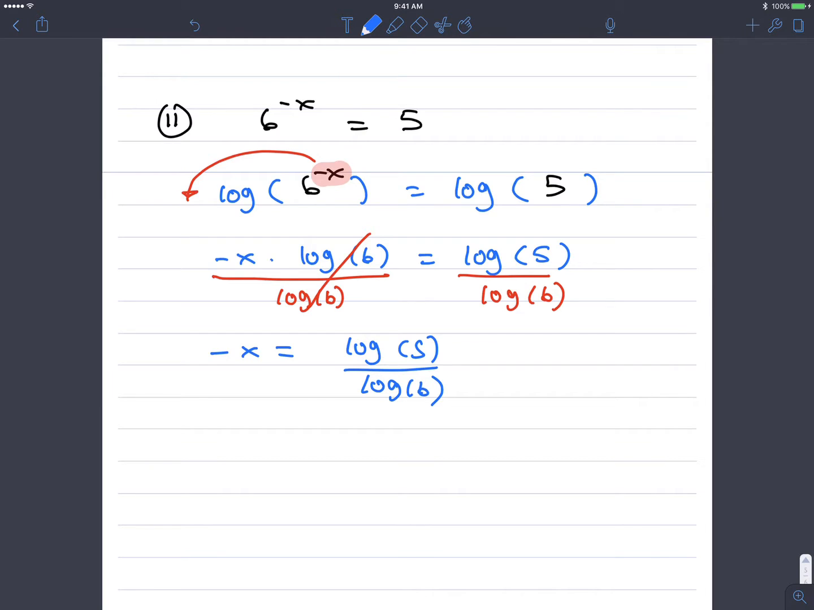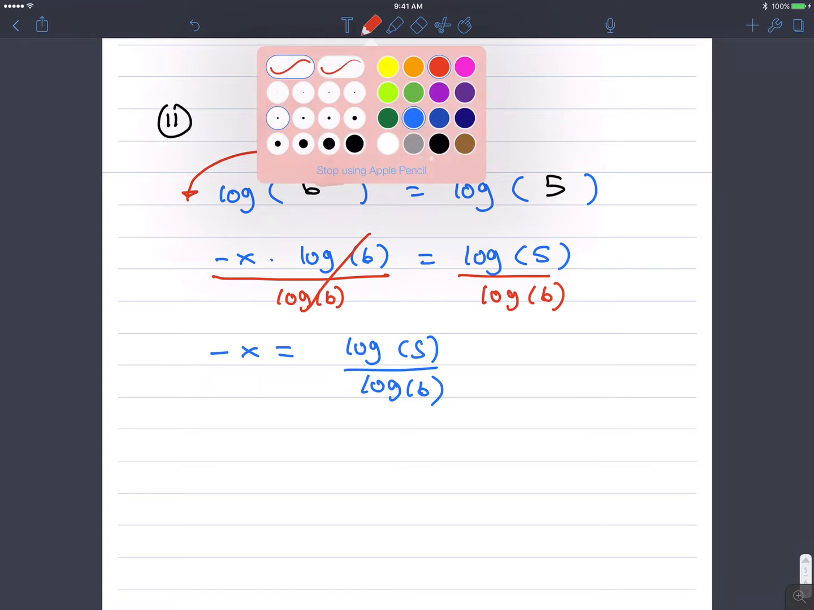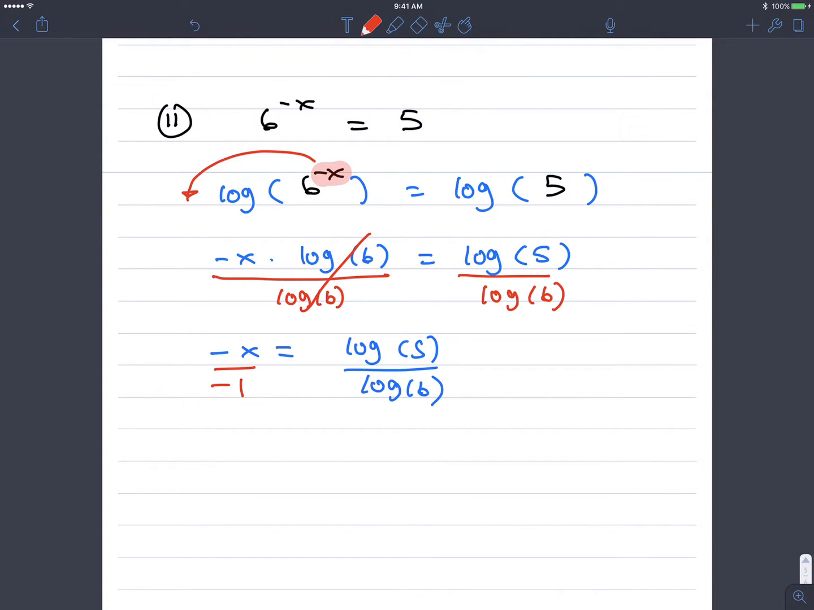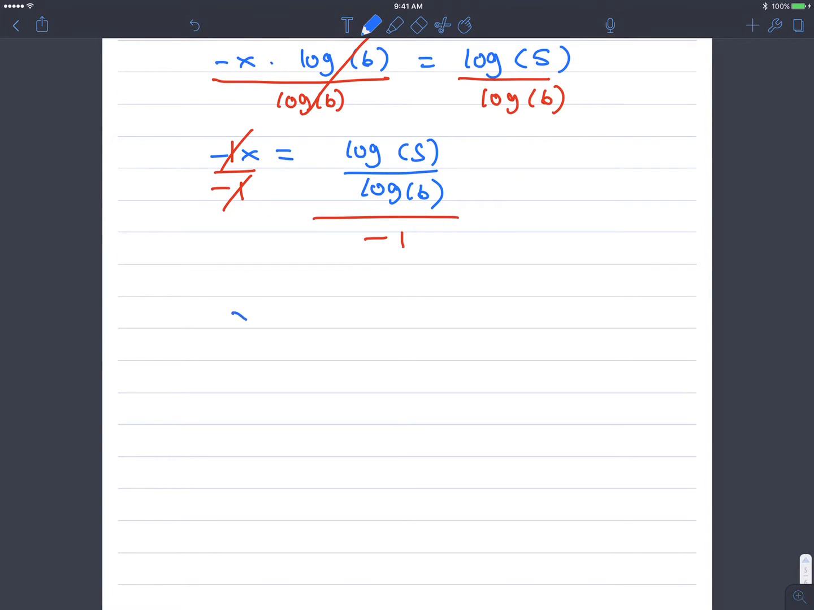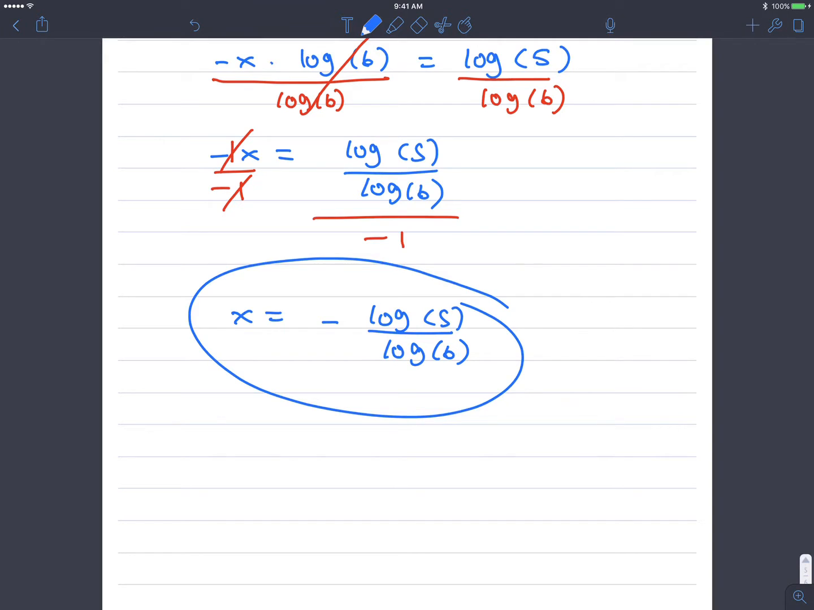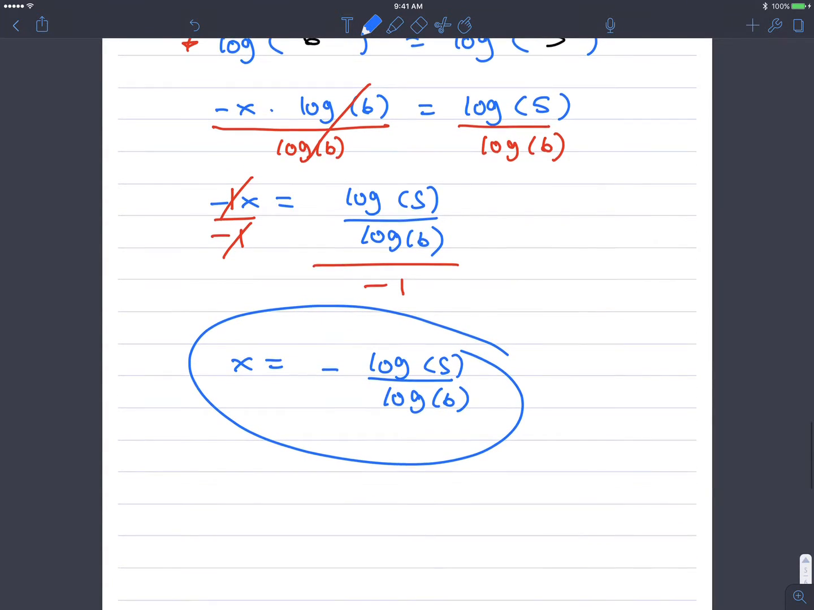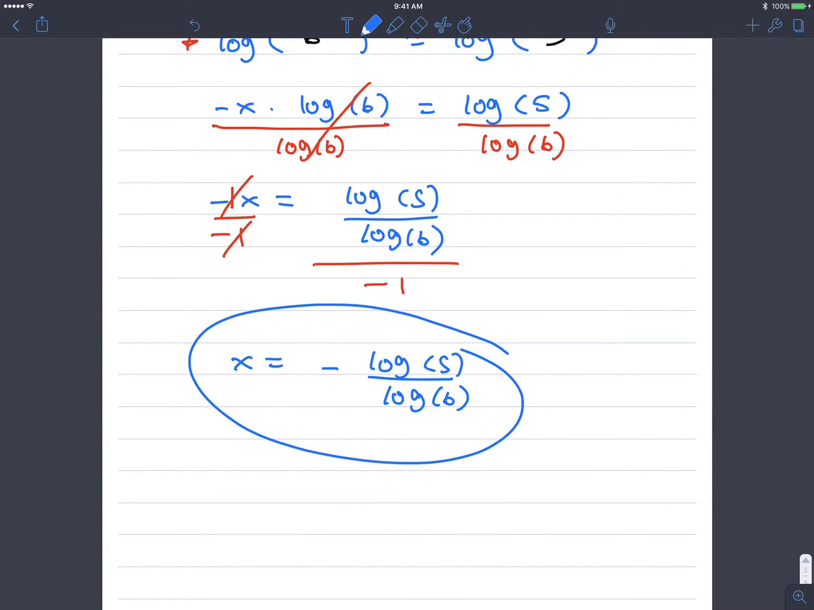Now that's minus x. So what we can now do is a couple of things, I guess. We can divide both sides by negative 1, because this is really negative 1 times x. And I get my cancellation. And so now we get x going to be simply negative log 5 over log 6. Okay, so here's, looks like it's number 11.